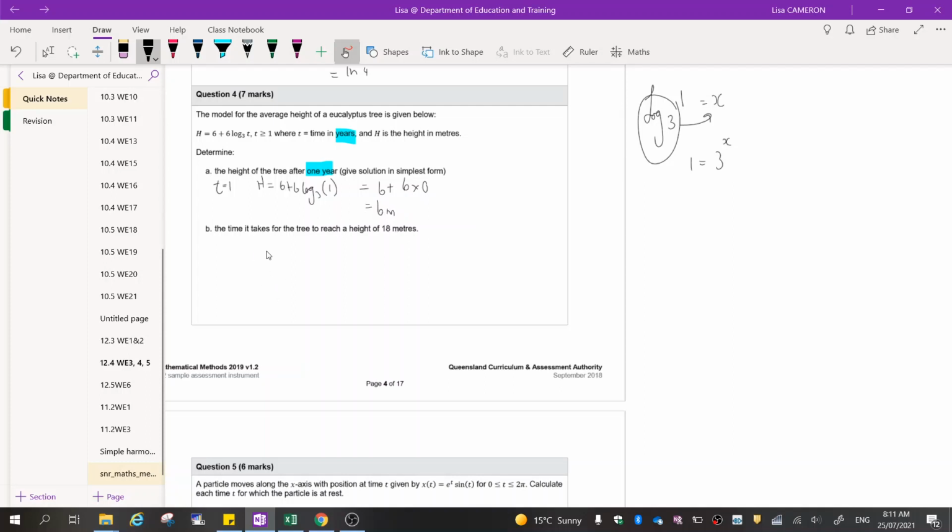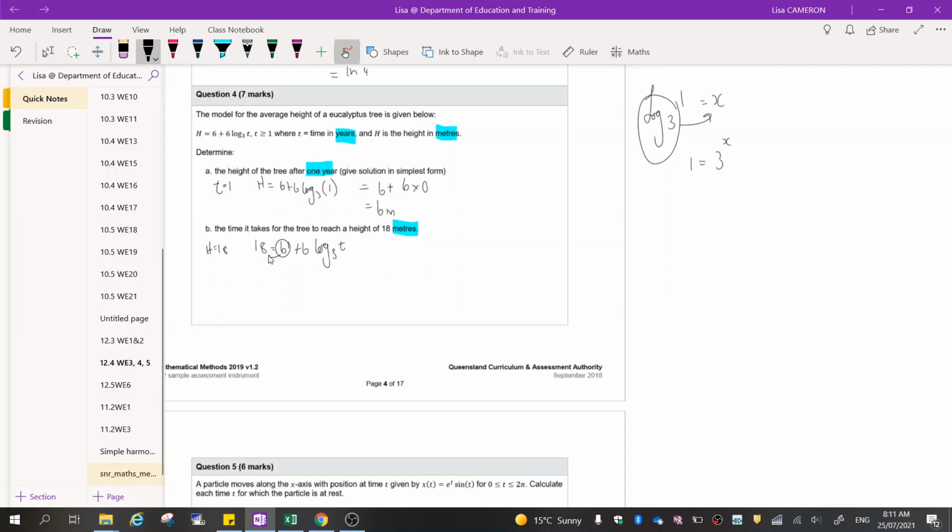Okay, the time it takes for the tree to reach 18 meters of height. This time, H is going to be equal to 18. Again, check that height is in meters. So meters, we're good, we're squared off, let's go. So 18 is equal to 6 plus 6 log base 3 of t.